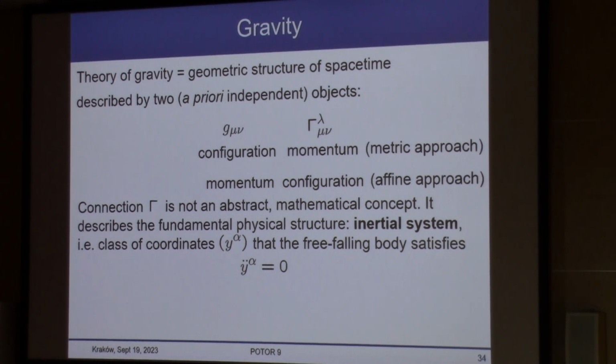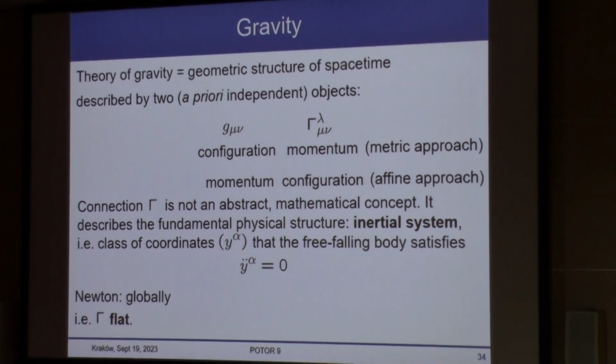But in fact, the connection is a description of an inertial system, which means a class of coordinates such that a free-falling body satisfies the second Newton equation. But Newton was sufficiently intelligent that he noticed that when he wants to write down his second law, he must first define the first law, that there is an inertial system. But in Newton's time, everything was global because the universe was considered to be small.